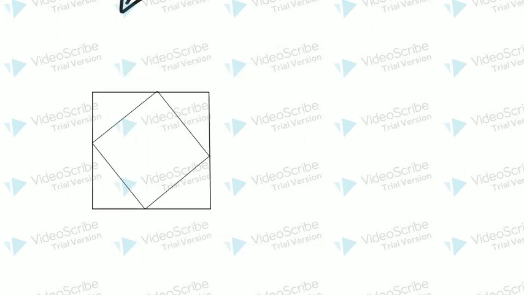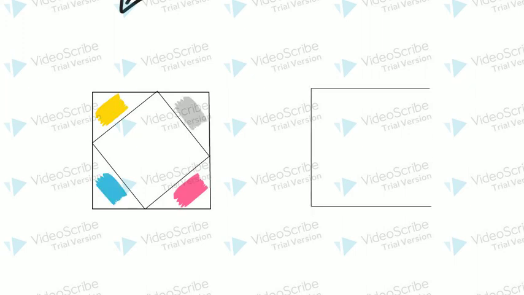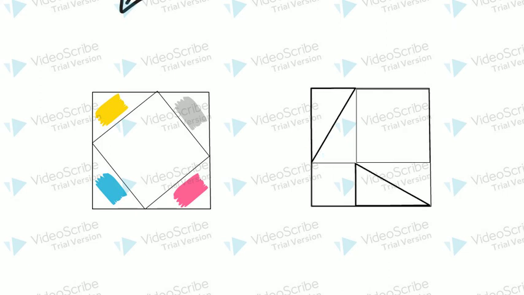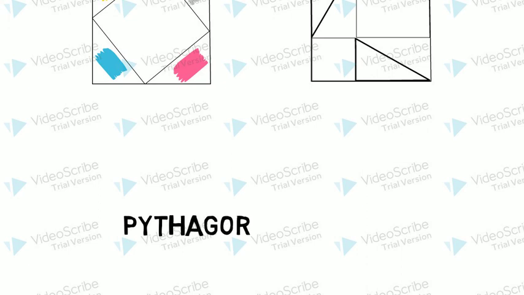The two large squares shown in the figure each contain four identical triangles, and the only difference between the two large squares is that the triangles are arranged differently. Therefore, the white space within each of the two large squares must have equal area. Equating the area of the white space yields the Pythagorean theorem.